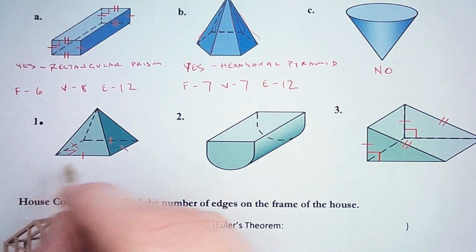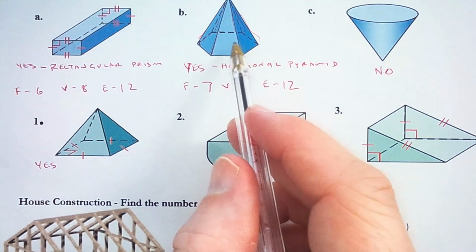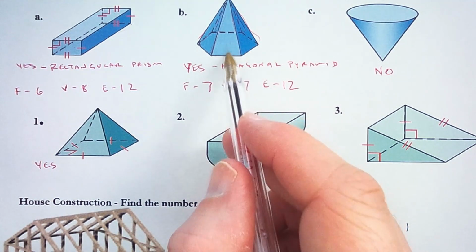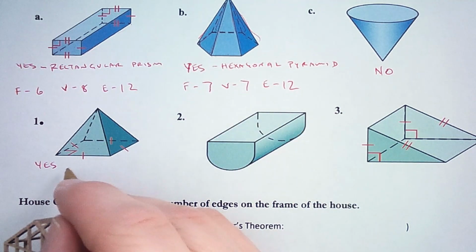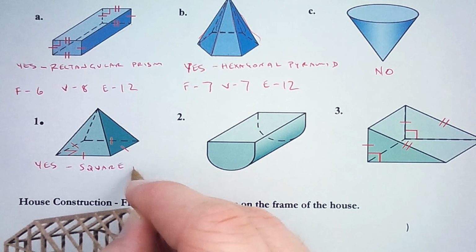This is a polyhedron because all of the faces are polygons, so yes. It's a pyramid just like this one here, except this one had a hexagon for a base. This one has a square. This is a square pyramid.